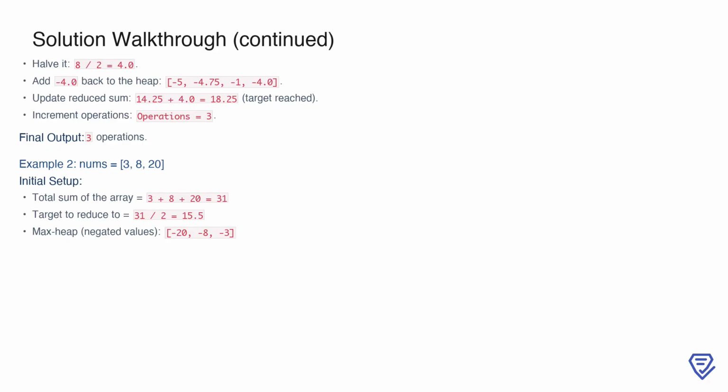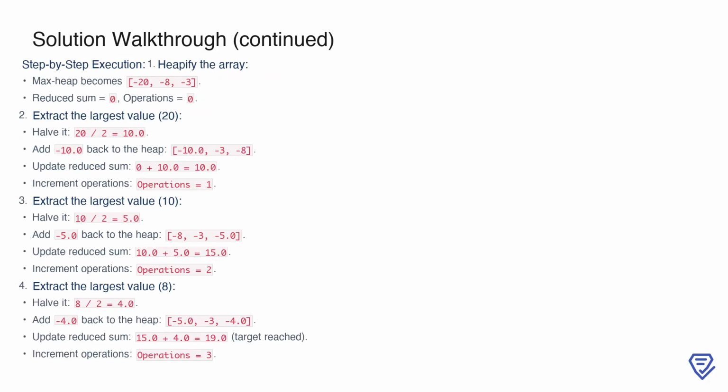Now, let's move on to example 2 with nums equals 3, 8, 20. The total sum of the array is 3 plus 8 plus 20 is equal to 31, and the target sum we need to reduce to is 31 divided by 2 is equal to 15.5. Again, we use a max heap initialized with the negated values of the array, giving us -20, -8, -3. We begin by heapifying the array, which organizes the negated values into a valid max heap structure remaining as -20, -8, -3. The reduced sum is set to 0, and the operation count starts at 0.